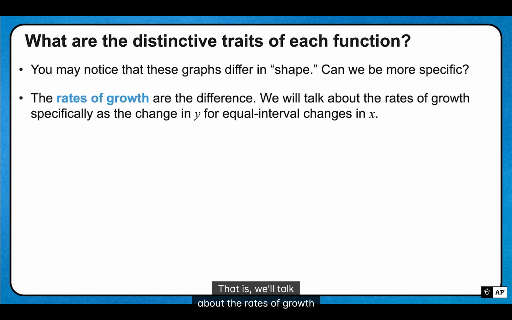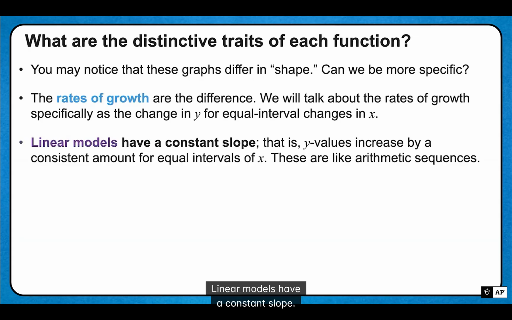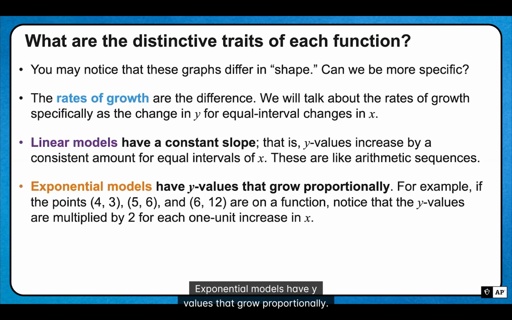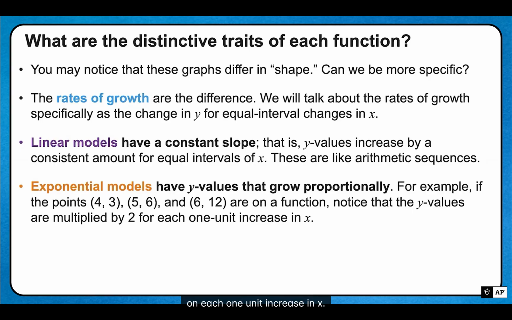That is, we'll talk about the rates of growth specifically as the change in y on equal interval changes in x. Linear models have a constant slope. That is, the y values increase by a consistent amount for equal intervals of x. These are like arithmetic sequences. Exponential models have y values that grow proportionally. For example, the points (4, 3), (5, 6), and (6, 12) are on a function, and notice that the y values are multiplied by 2 on each 1 unit increase in x. Therefore, that looks like an exponential model.